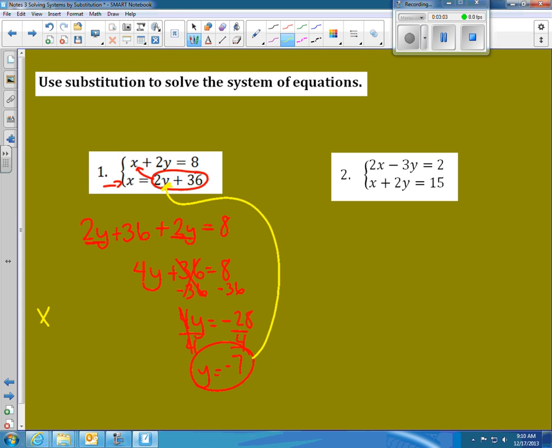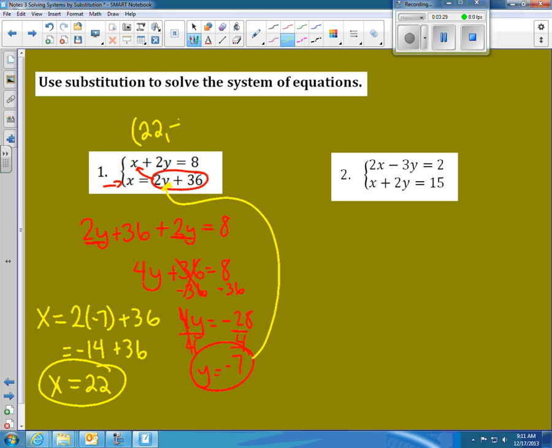So that gives us x equals 2 times -7 plus 36. 2 times -7 gives me -14 plus 36. So if we add those together, we're going to get x equals 22. And the last step that we need to do is we need to write that as an ordered pair. So our solution for this is x first, then our y. 22, comma, -7.